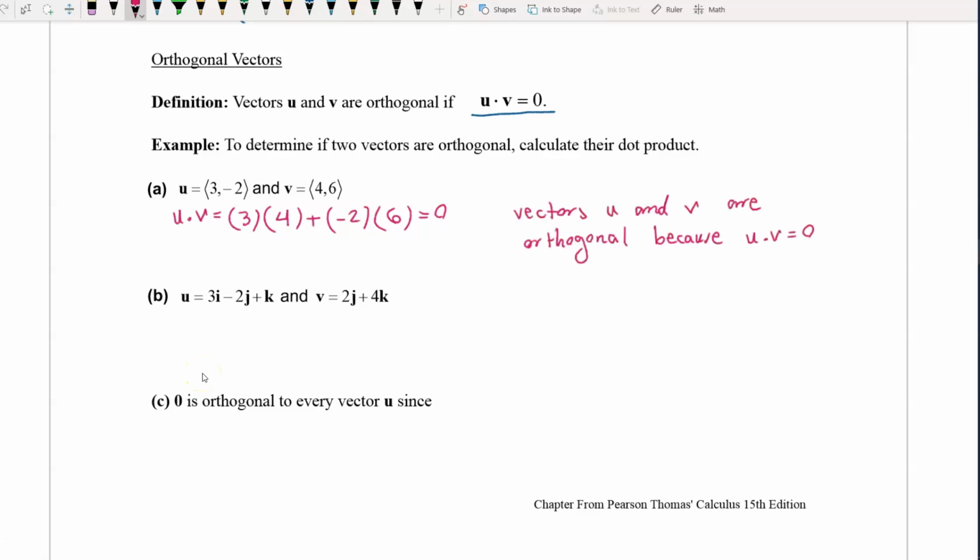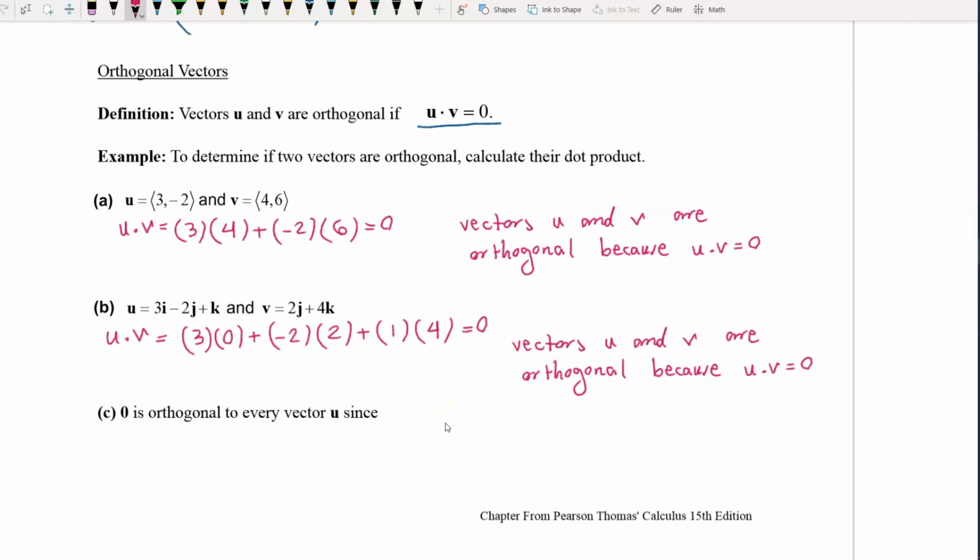Now part B, here again we have u, v. So multiply these two vectors. This is equal to 3 times 0 plus -2 times 2 plus 1 times 4, and this is equal to 0. So here again, these two vectors are orthogonal because u times v is equal to 0.